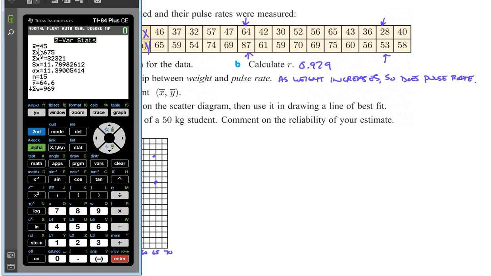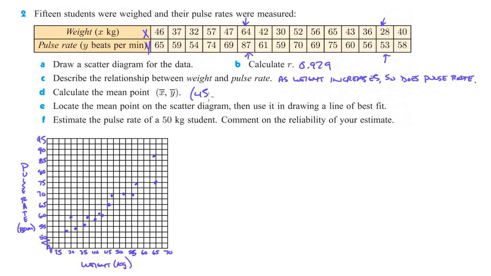and it gives us this whole mess of data. Here's the X with the bar, which is our mean for the X, and the Y with the bar is the mean for the Y. So it's 45 and 64.6. That is the mean point, okay?